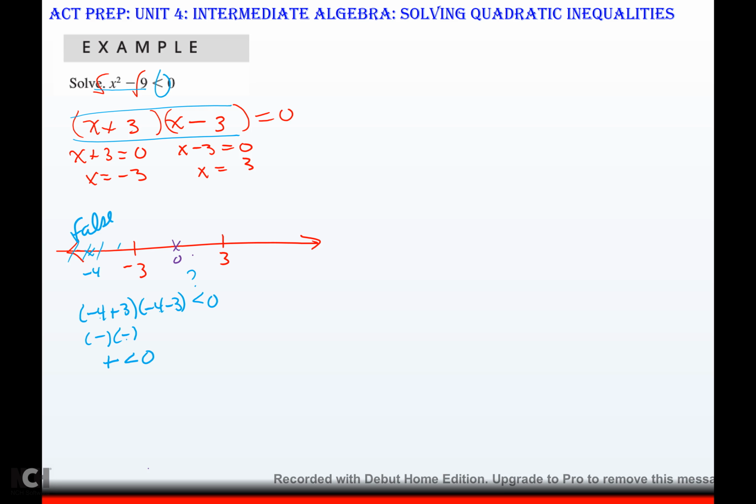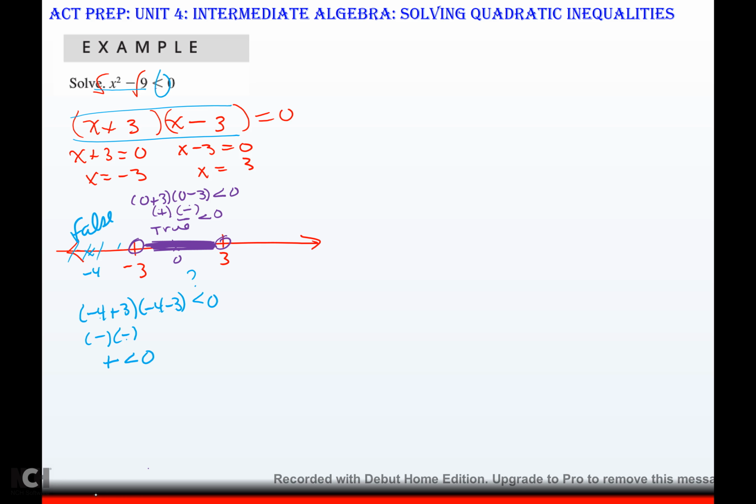Okay, then test in between them. Wherever I can pick 0 to try, I pick 0. So I plug that in. I have 0 plus 3 times 0 minus 3, and I want to know, is that less than 0? Oh, by the way, there's no bar under there, so these are going to have open circles. Those are my solutions, but I can't include them because it doesn't say or equal to. Anyway, this is going to be a positive. This is going to be a negative. A positive times a negative is a negative, which is always less than 0, so this section is true, which means everything in between those solutions are solutions.